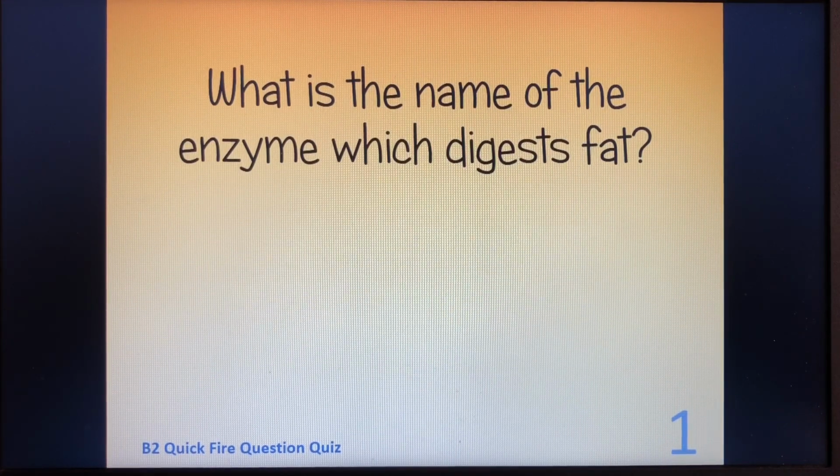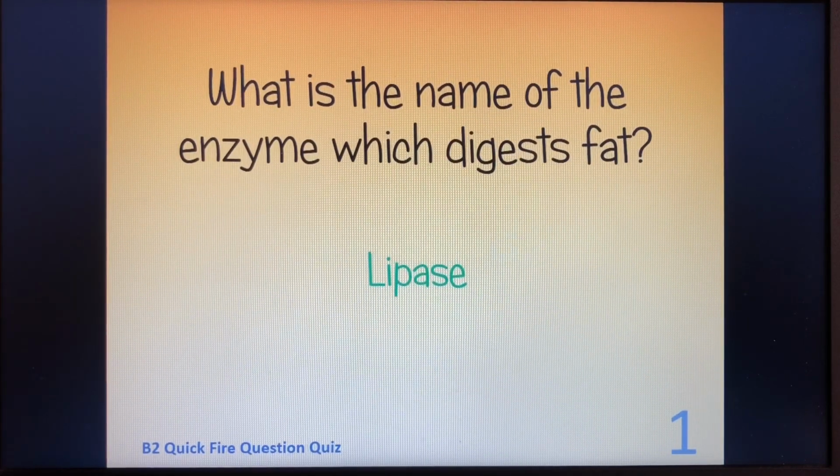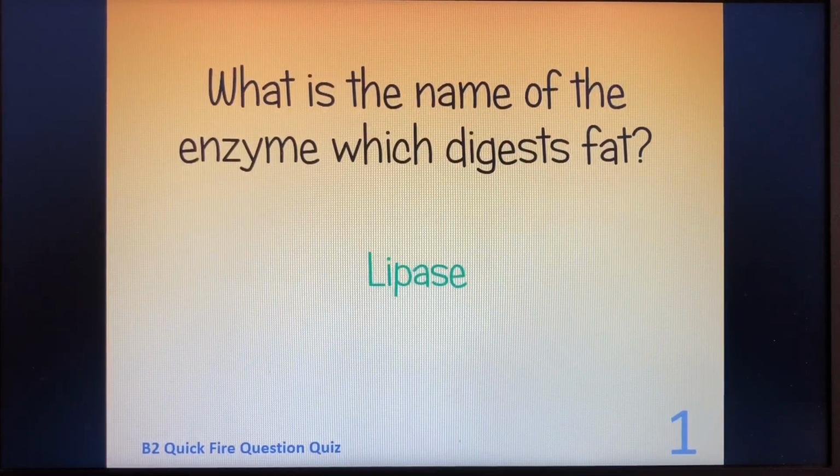What is the name of the enzyme which digests fat? And the answer is lipase. Okay, fats are also known as lipids, so lipase works quite well. Also links in with the word liposuction, where people have surgery to remove excess fat. Okay, ways of remembering that.